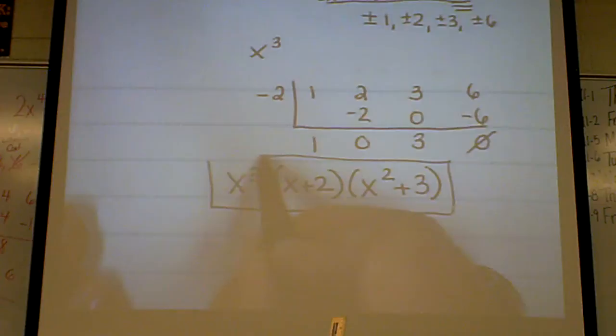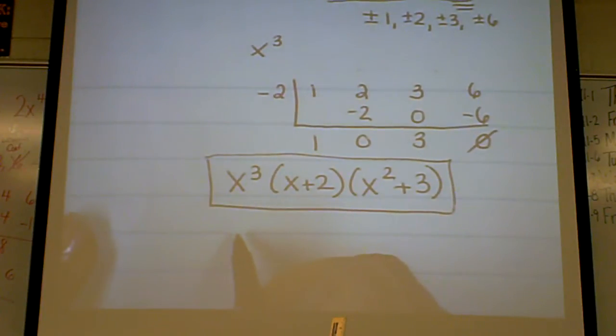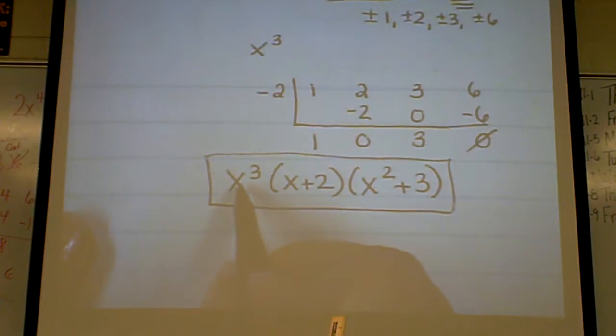What if it said, find all the rational zeros? What are you going to say? What are the rational zeros? 0 and negative 2. Very good. This is imaginary. You're good.